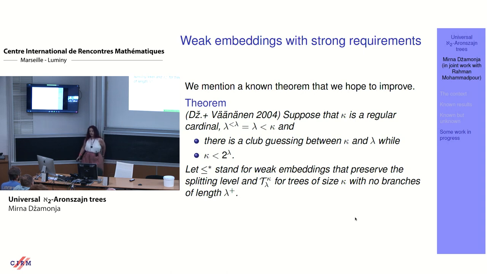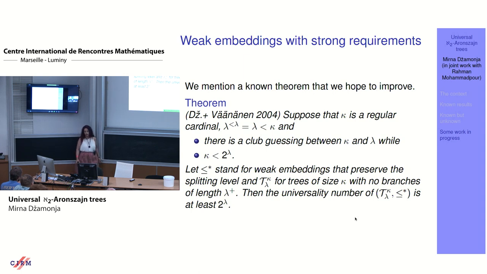And then we are going to look at the class of trees that have size kappa and do not have branches of size lambda plus. Then the universality number of this class has to be at least 2 to the lambda. So the question that we are looking at with Rahman, at his very nice suggestion, is to see if we can somehow change this preservation of delta for preservation of delta up to some constant. Things like that. Okay, so I'll keep you posted on that one. Thank you very much for your attention.